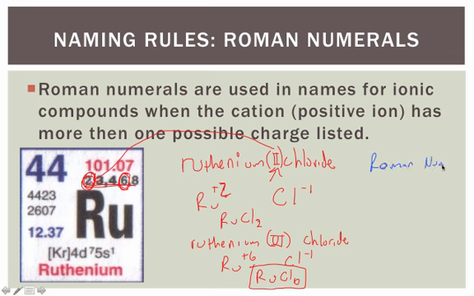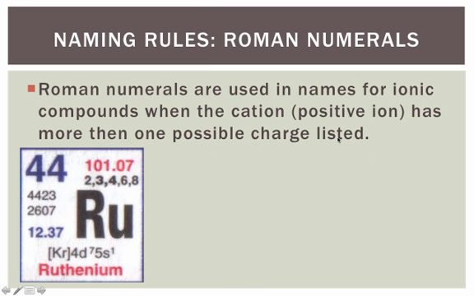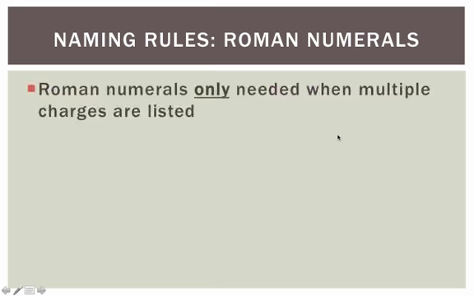The Roman numeral tells us which charge to use for our positive ion. And that's all it does for us. When you have an element that deals with this situation, you'll use the Roman numeral to figure out which charge to use. And then unfortunately, when you write names, sometimes those names are going to require you to use Roman numerals. So let's talk about how that works.